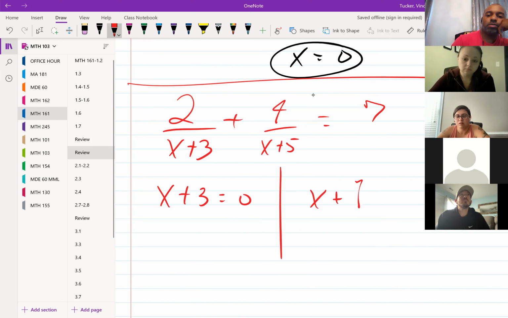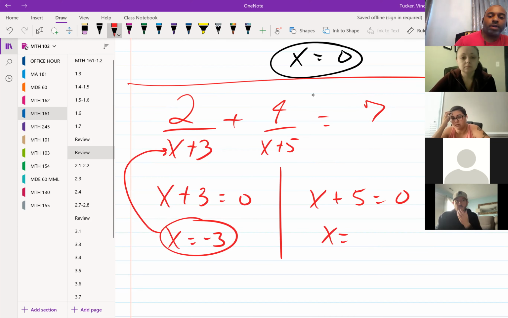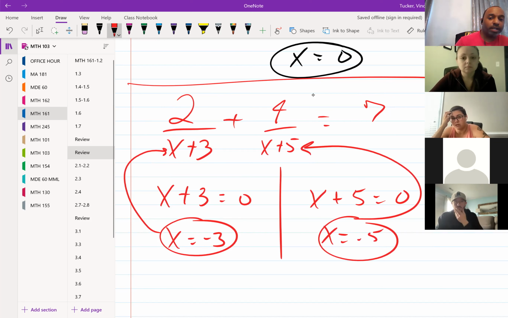Now, but isn't that a given? If it's 0, it's going to equal 0. No, you're talking about when I plug in a value for x. So in other words, what would make this equal to 0 is when x is equal to -3. And this one would be when x is equal to -5. Because when I plug -5 into that denominator, I will get 0 in my denominator.